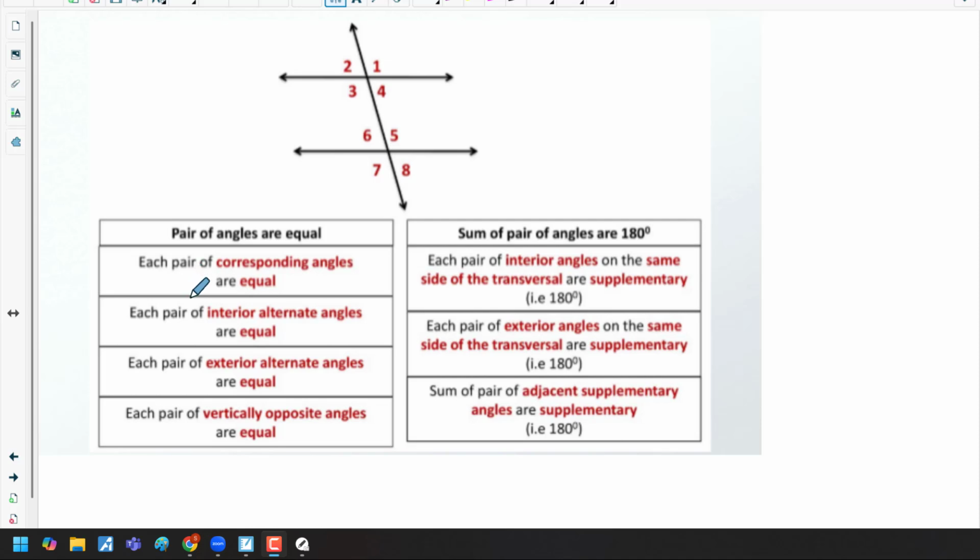What does that mean? I'll show you. Each pair of interior angles are equal. Each pair of exterior angles are equal. Each pair of vertically opposite angles are equal. What does that mean? Well, the easiest one, the opposite angle theorem, means that when you have two lines crossing each other, any two lines, angles that are opposite one another, so in this case, 1 and 3 are exactly the same.